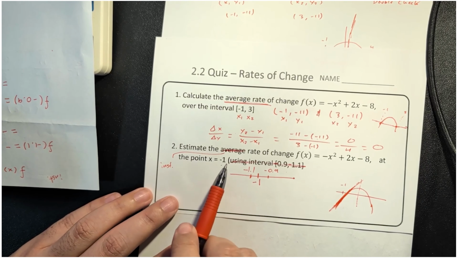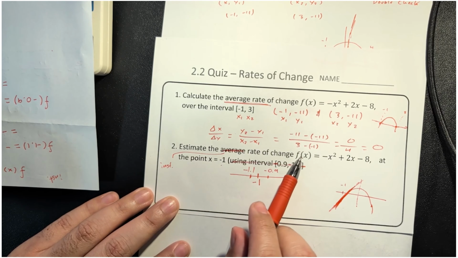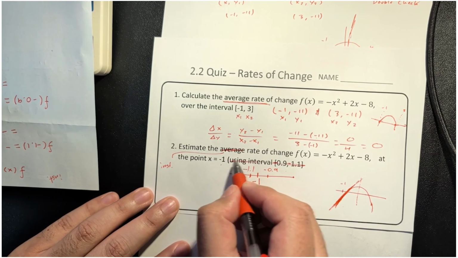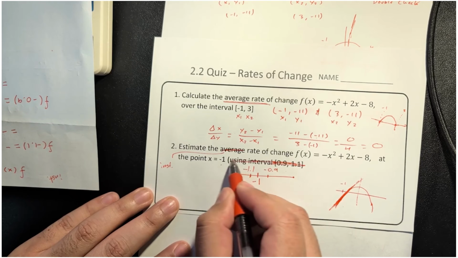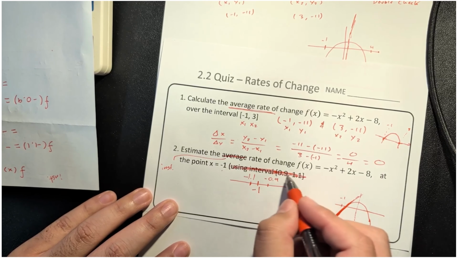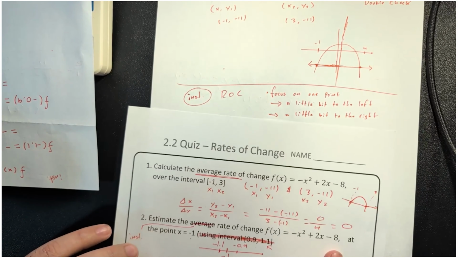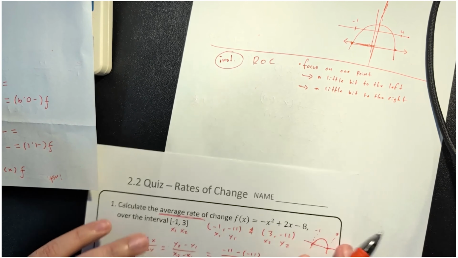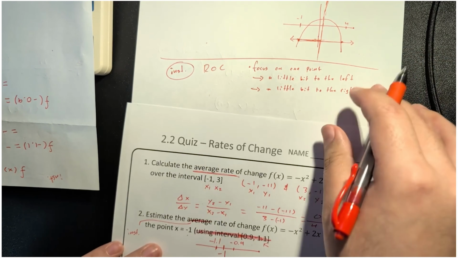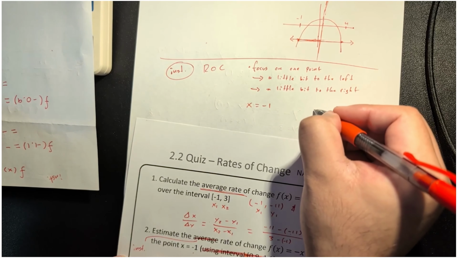So here, there was a typo in the quiz. It should be: estimate the instantaneous rate of change at the point x equals negative 1/2. And this interval is wrong, so we're not going to use that one. This was supposed to be a hint, and I think it kind of messed you guys up. But anyways, we focus on one point. What point am I focusing on? For this problem, I'm focusing on x equals negative 1/2.